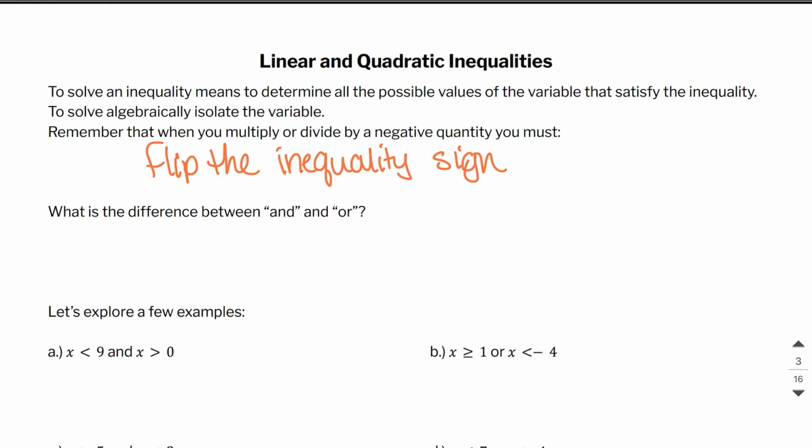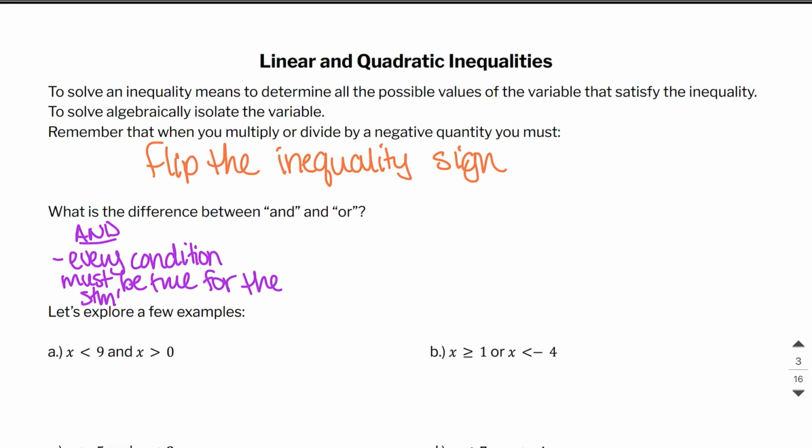Now, the next question says, what's the difference between and or? There's a big difference. And means that everything must be satisfied. So every condition must be true for the statement to be true.